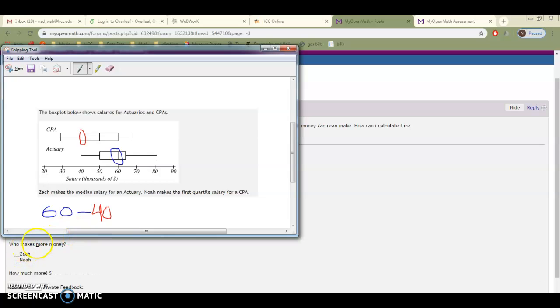And so, who makes more money? Well, it's clear that Zach is making more money because he's making $60,000. And then how much more? Well, we just do 60 minus 40, and we type that in there. So that's how that goes.